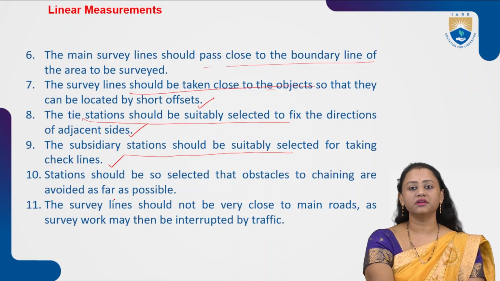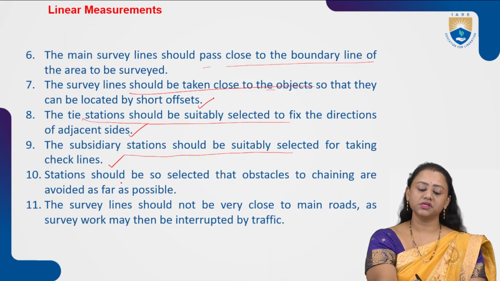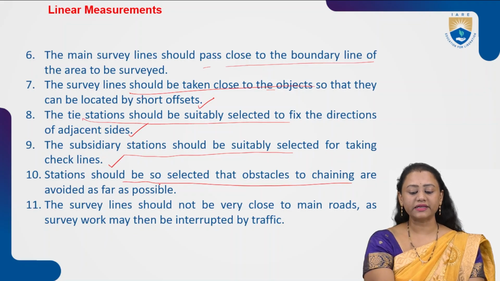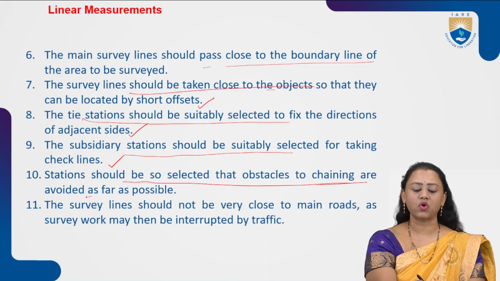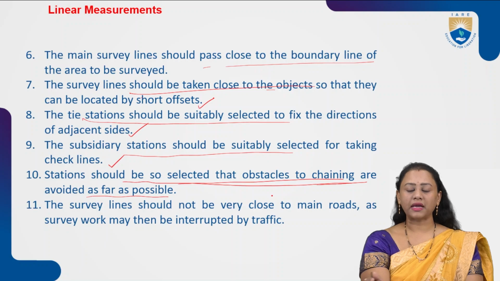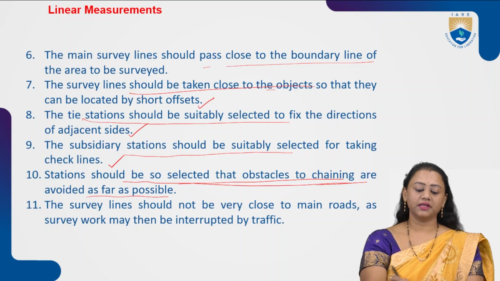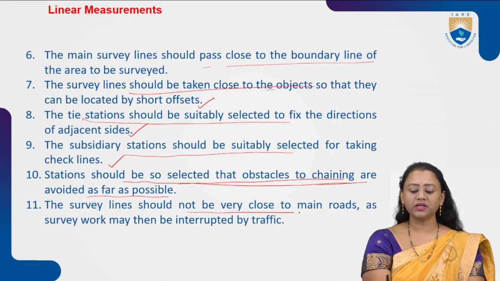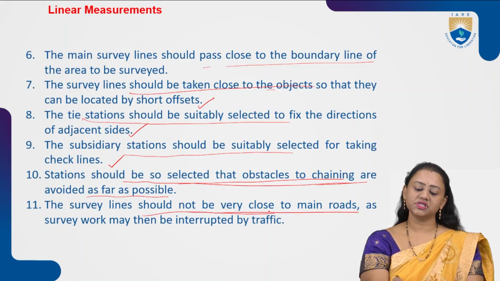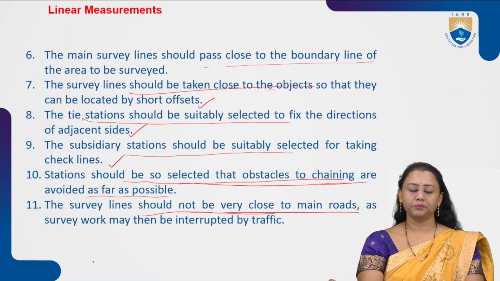So, these are the required points to be considered during the selection of the stations. The stations should be so selected that obstacles to chaining are avoided. So, in all conditions, we have to prevent obstacles in chaining to the maximum possible extent. The survey lines should not be very close to the main roads, as survey work may then be interrupted. So, we should not have survey lines very close to the main roads.